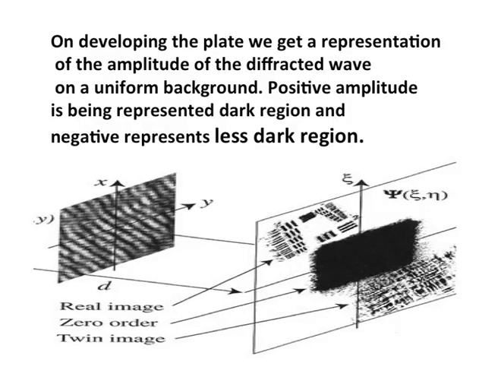Now, on developing the plate, we get a representation of the amplitude of the diffracted wave on a uniform background. Here, when we say the amplitude of a wave, we have seen the diagram of a wave. We have positive amplitude going up in the y direction and negative amplitude going in the downward direction of y. Positive amplitude is represented by the dark region and the negative by the less dark region. The left side figure is the image of the hologram. You find the less dark and more dark regions observed in this.